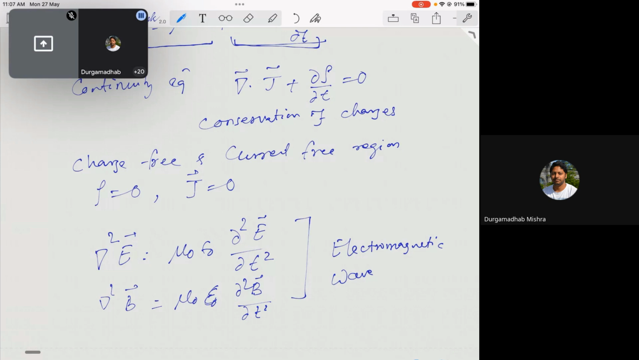When we look at Maxwell's equations in a charge-free and current-free region, these electric and magnetic fields can sustain and they can even travel, without any source, just like a wave. This is represented by this wave equation, with a speed equal to the speed of light. With this speed, they can move.